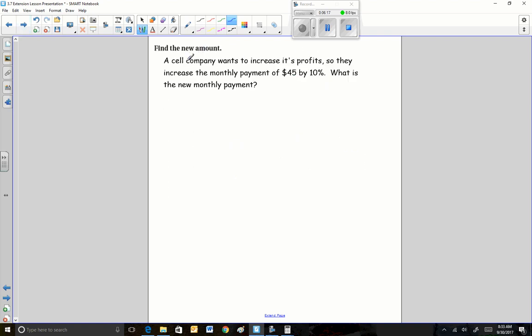What happens if a company wants to increase its profits? So a company wants to increase its profits, so they increase the monthly payment by 10%. What is the new monthly payment? Well, originally you paid $45, and you have to increase it by 10%. Now, you have to pay the original amount plus the 10%, so it's 1.10. It's always the 1. When you have an increase, you use a 1 out in front, and then whatever the percent is goes right here, 1.10.